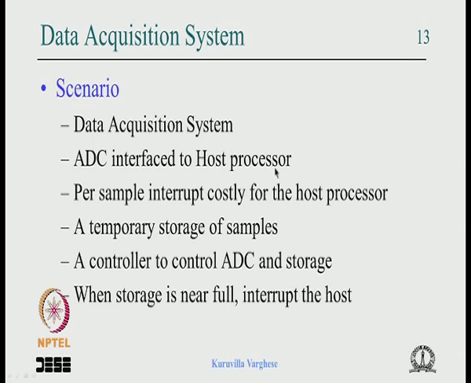So that basically frees the processor from per-sample overheads, because if there is a real-time OS running on the processor, these interrupts can be costly because there is a task switching to make this active and read in, then continue with the other task. So all that is avoided. That is the basic scenario of what we are going to do.